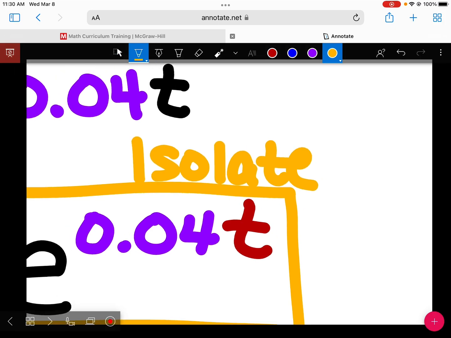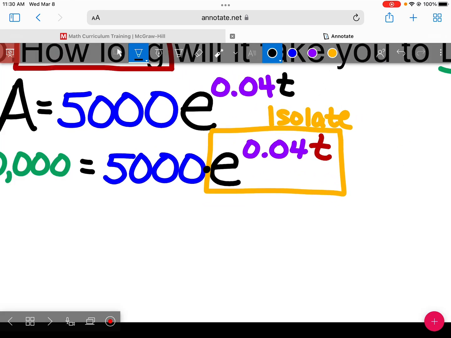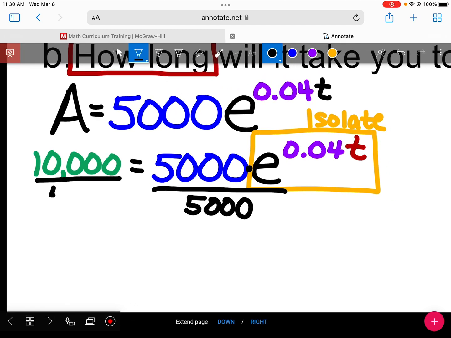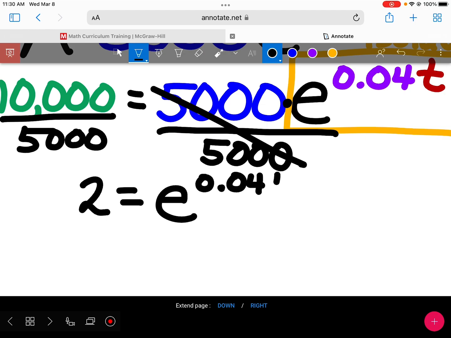That means I have to get rid of the 5,000. What operation will get rid of that 5,000? Division, because 5,000 is being multiplied to the e right here. So we're going to divide 5,000 on both sides. It is 2. Does anybody see a relationship between what we got over here and what the problem asked me to find? Double your money. When we isolated, we got a 2 over here. What do you think you would see over here if that had said triple your money? You would have had a 3 right here.